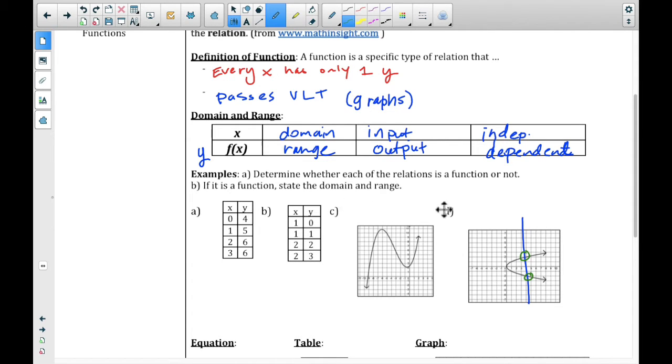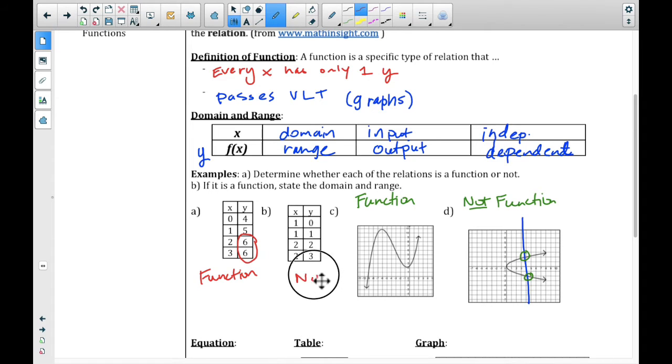And then we'll talk about domain and range. But before we do, let's go back and talk about these. Does every x have only one y? 0 goes to 4, 1 goes to 5, 2 goes to 6, 3 also goes to 6. This is where we want to focus our attention and really think about it. But this is still a function because every x has only one y. However, on this one, the 1 could go to 0 or 1. The 2 can go to 2 or 3. So this one is not a function because every x does not have its own y. This x has two different y's that go with it, so that makes it not a function.